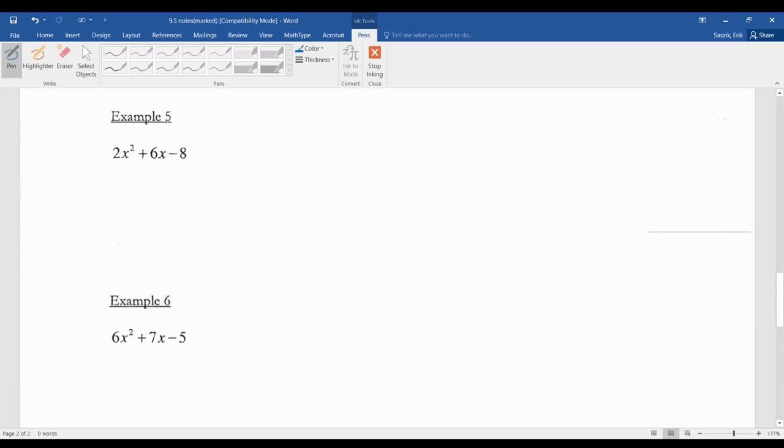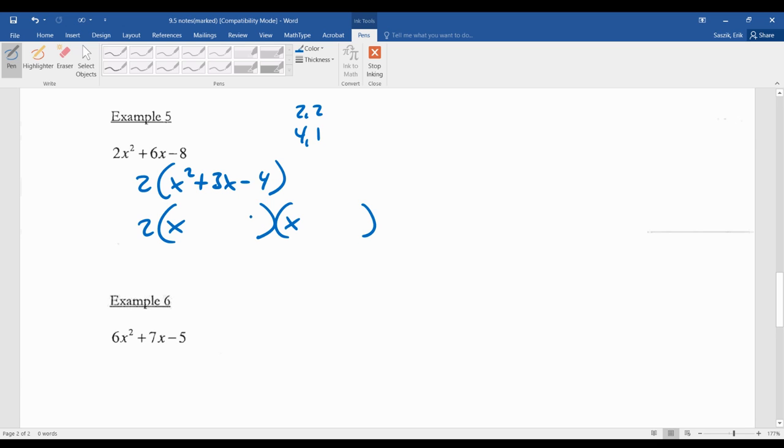All right, moving on. This one's similar to what we just did, right? Again, the GCF is 2. So we have x squared plus 3x minus 4. The 2 just chills at the front. This is x, this is x. We're going to use 4 and 1 or 2 and 2 to make 3. It's got to be 4 and 1. Signs are different.